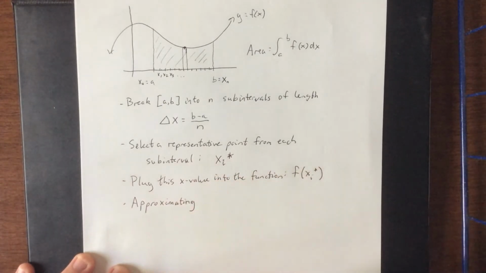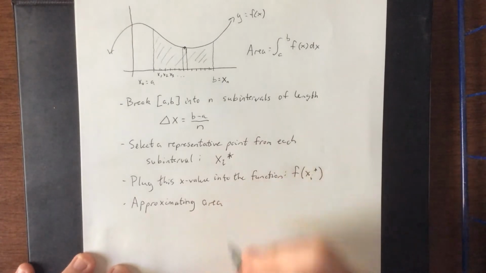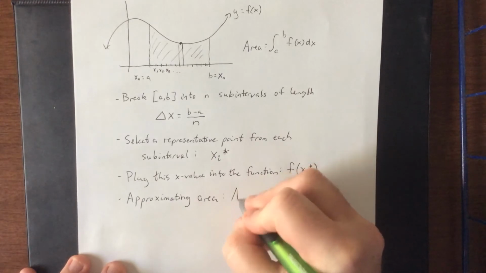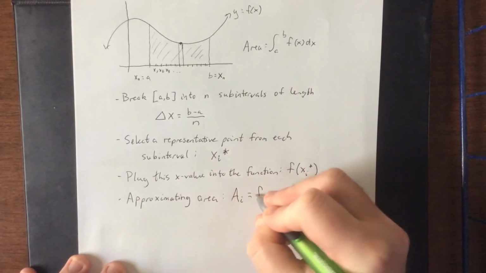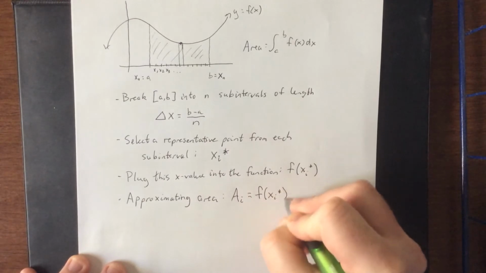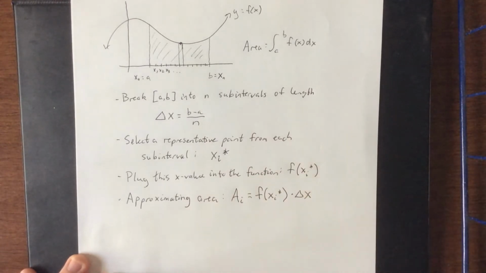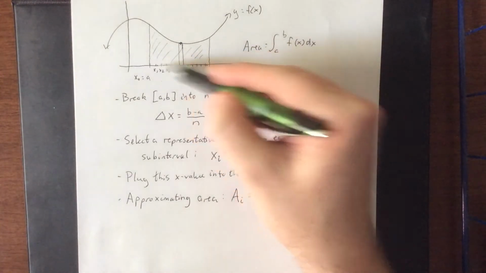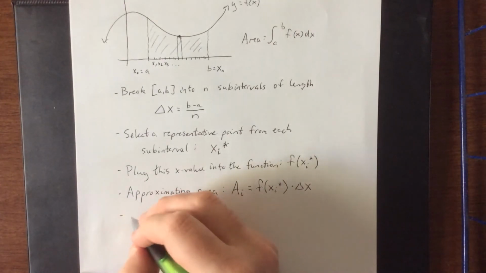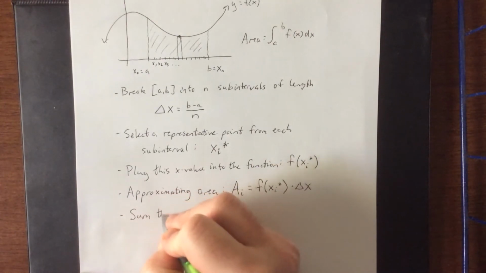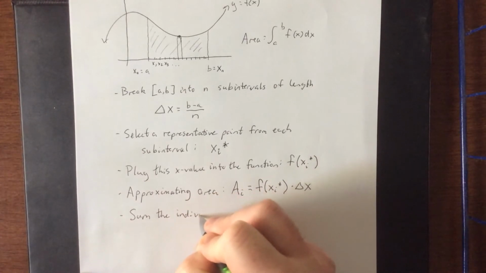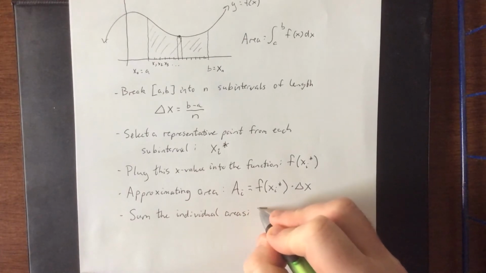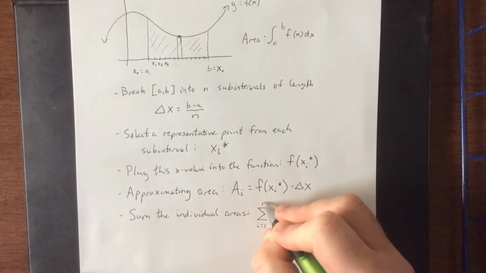We used a rectangle for this because the rectangle has a very simple area formula, which is base times height or length times width, whatever you want to call it. So we'll say a sub i for each of these, and that was f of x sub i star, that's the height, times the length of the base, delta x. Now that was for any one of these intervals. We need to do this for all of the intervals. So we're going to sum the individual areas. And the way that we did so, we used summation notation. We said we'll take the sum from i equals 1 to n.